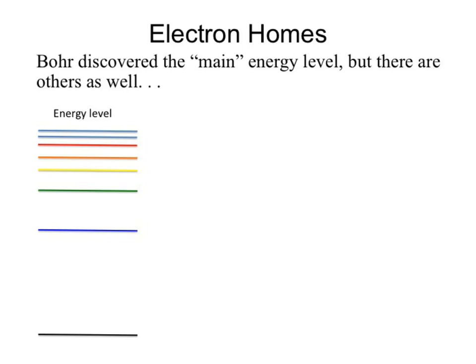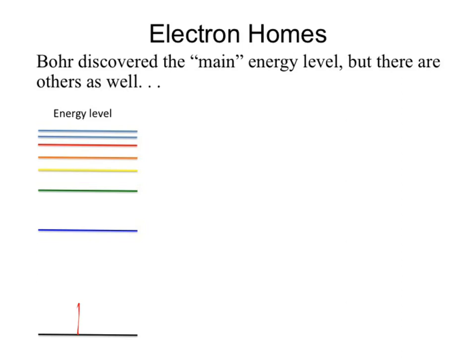Okay. So now let's think about our electron homes. We need to put electrons into these energy levels. Okay. Well, what charge is an electron? Negative. What happens when I get a negative near another negative? They push away from each other. So if I'm going to put electrons into these homes, my initial guess would be to put an electron in. Actually, let's remove that arrow.